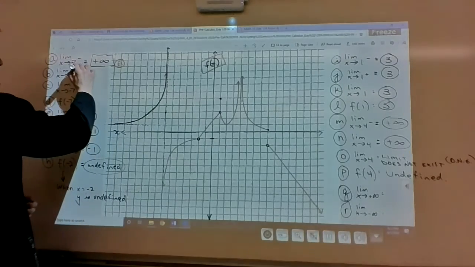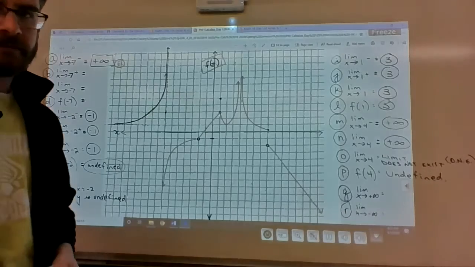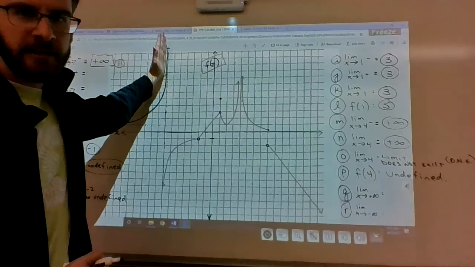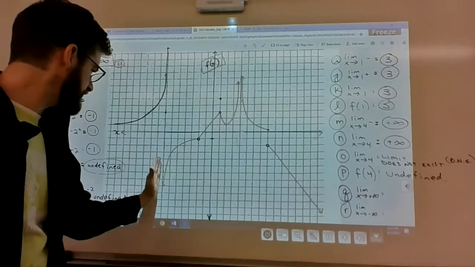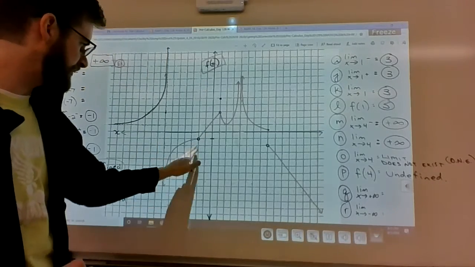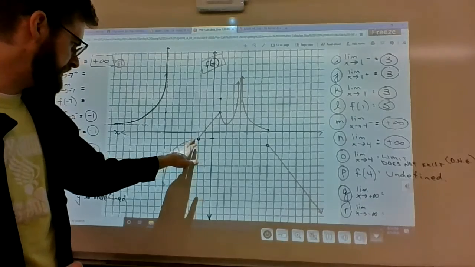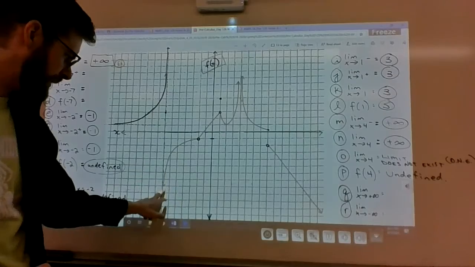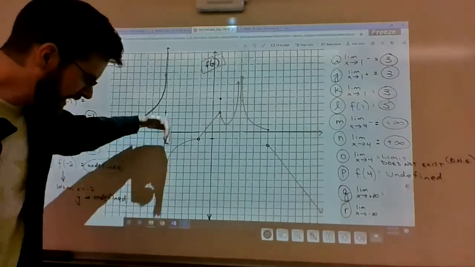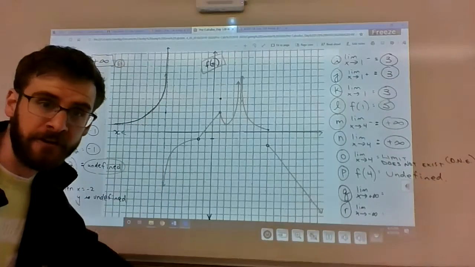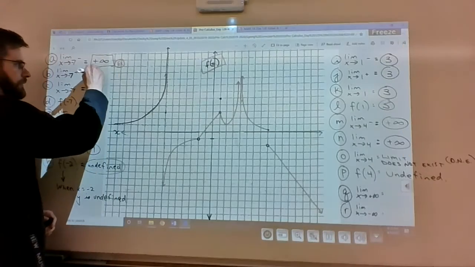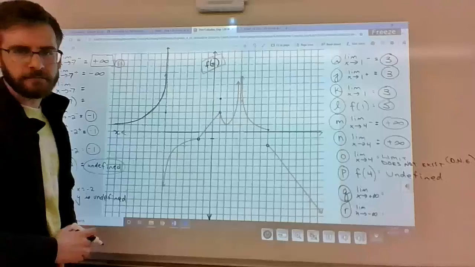What about -7 from the right? So this was -7 from the left. From the right of -7, we're talking about this part of the curve here. From the right, we're trying to get to x equals -7, but it will not cross. It is stuck just going forever downward. Negative infinity.